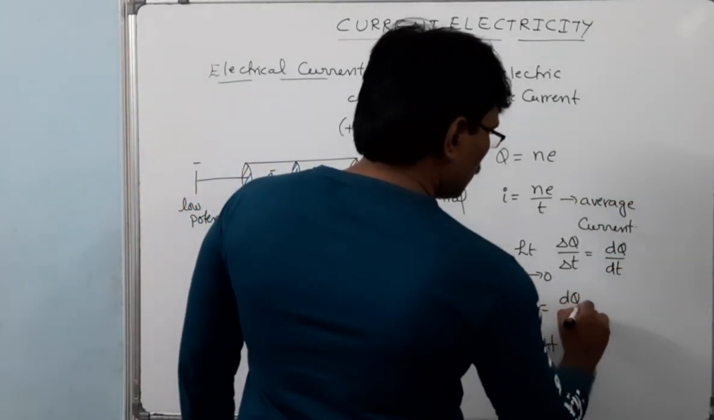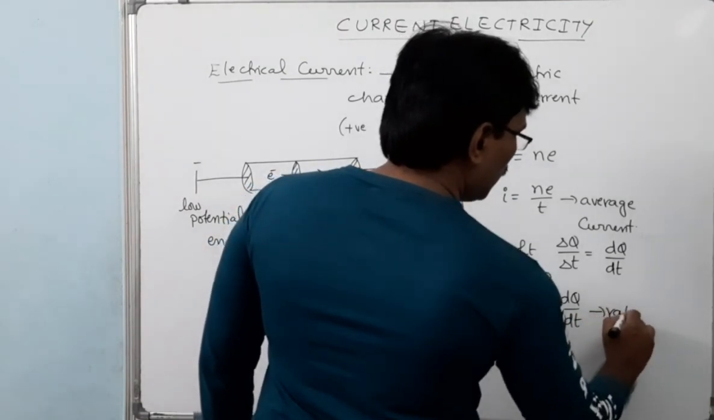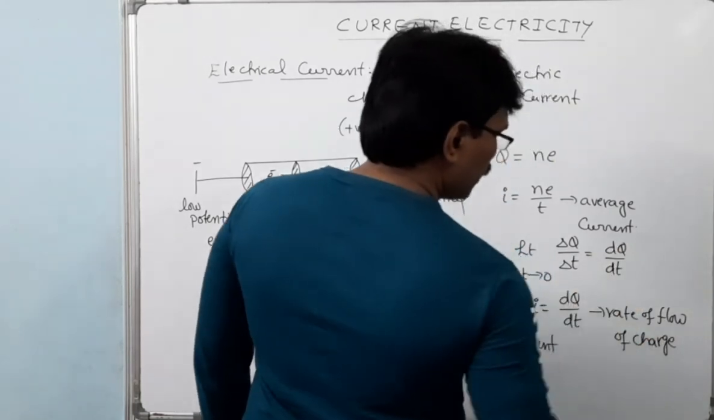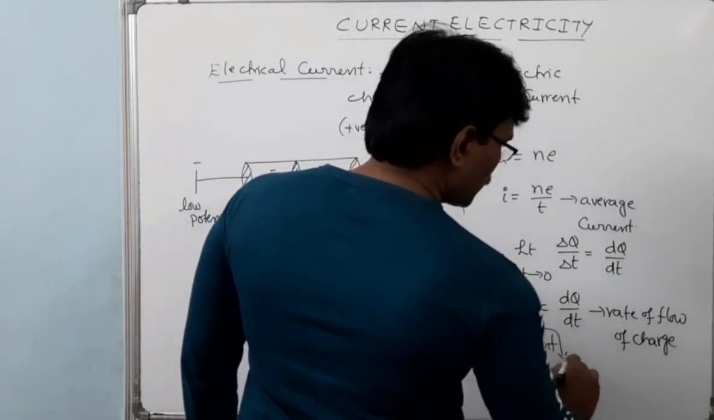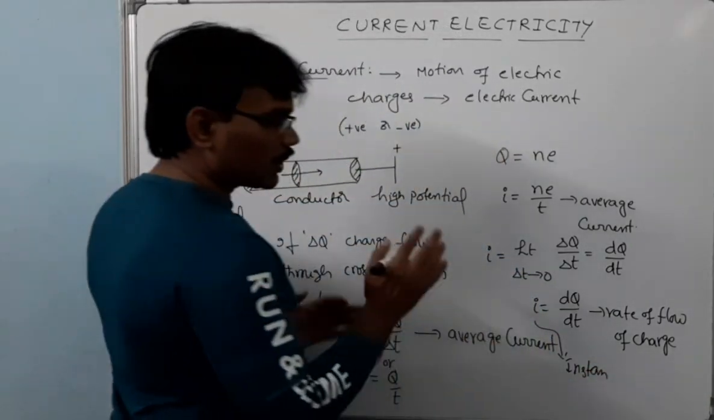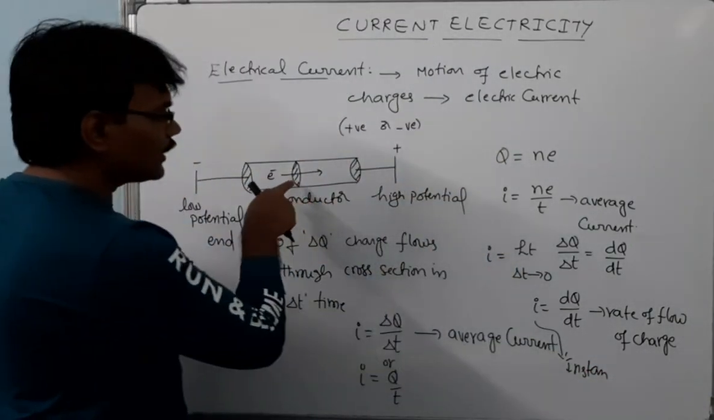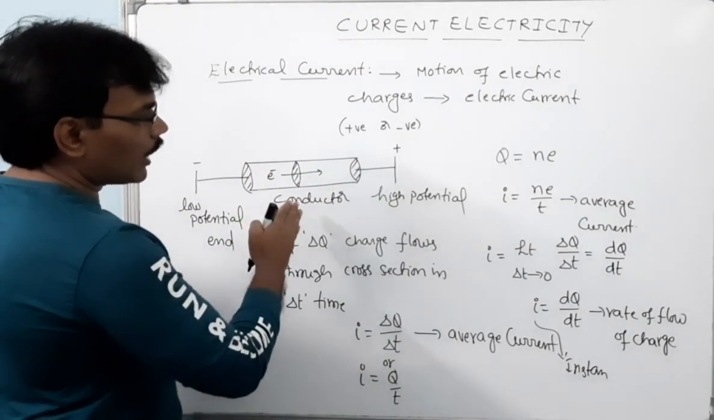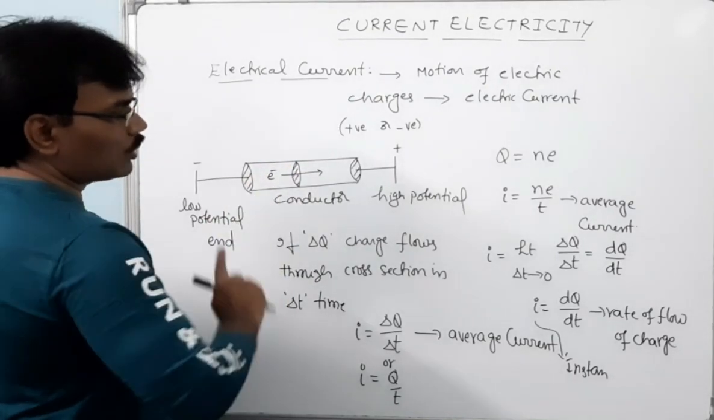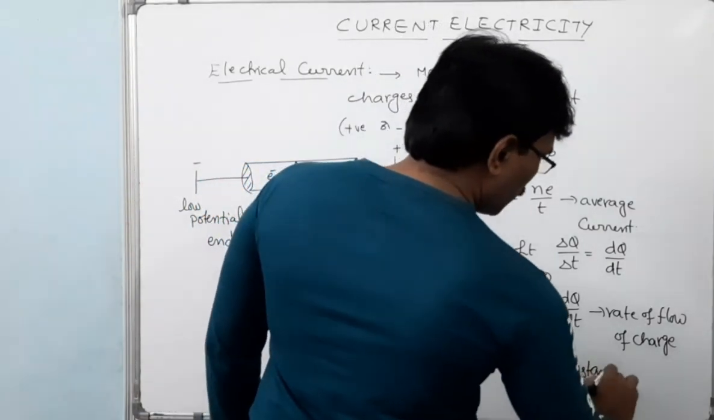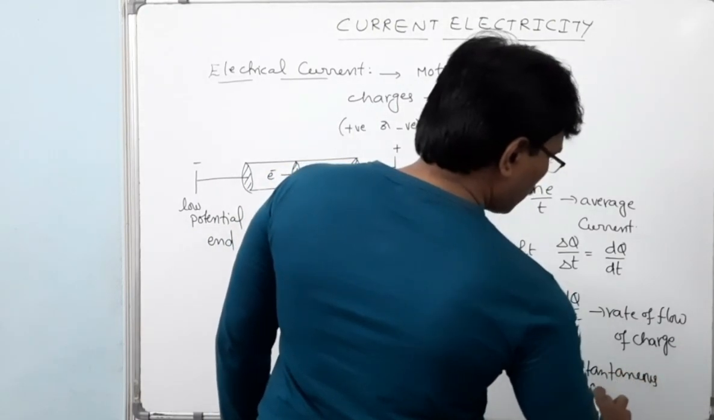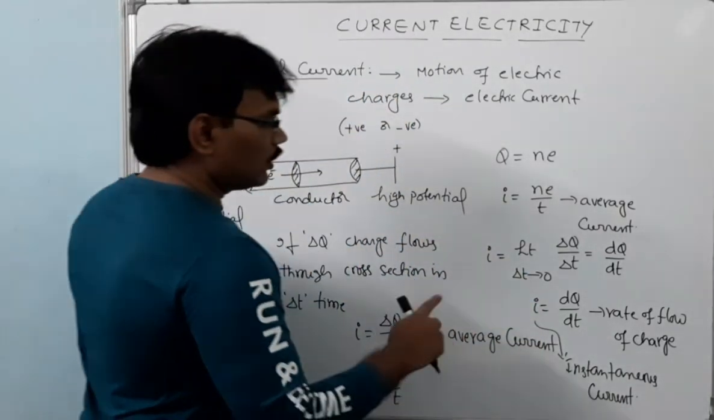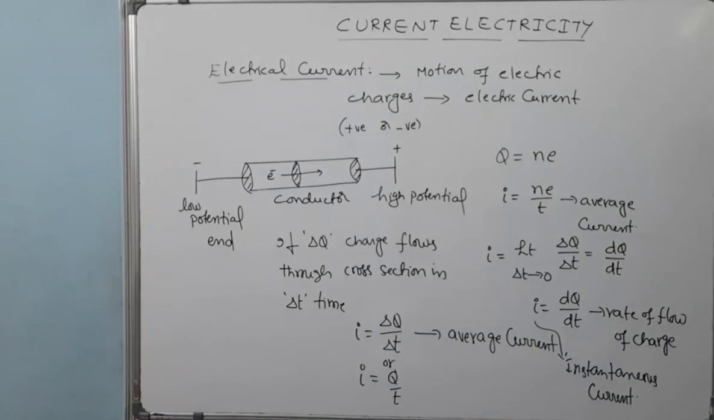So this is equal to dq upon dt. This is also called the rate of flow of charge, and also instantaneous current. It means the current through any cross section at a particular point of time. Because the charge crossing a cross section is not constant, it is varying with respect to time, so at a particular point of time, how much electrical current is passing through that cross section is given by this formula. Current at a particular point of time t is calculated using this formula. Just note it down.